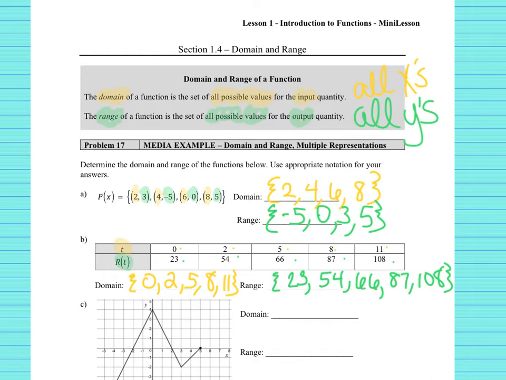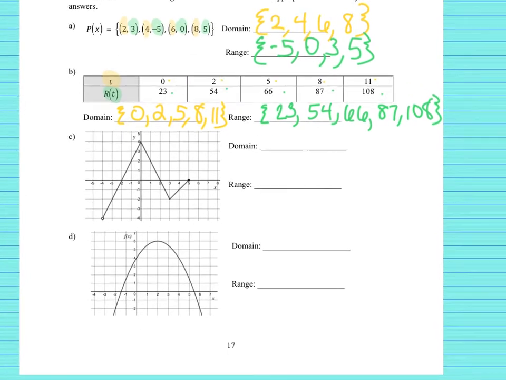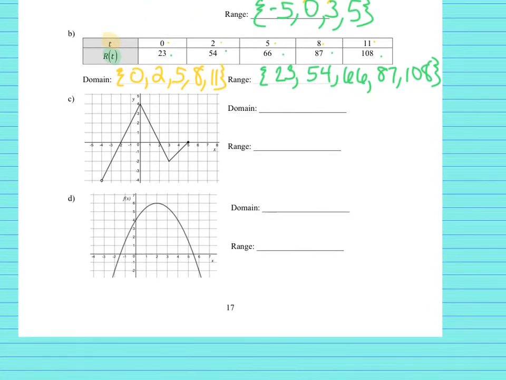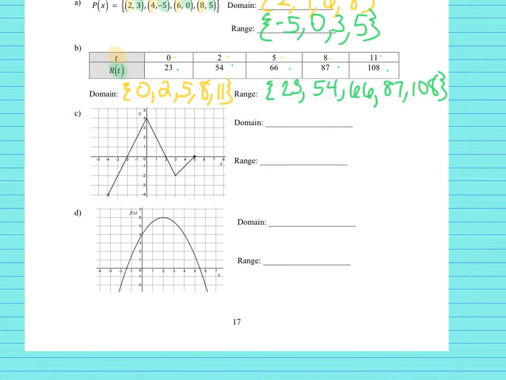So you can use just those sets of numbers written in brackets to show domain and range if you are given the entire set of data, like an entire set of ordered pairs that represents that function, or a table that's fully complete that represents that function. Now, that's not always going to be the situation, because you could also have to tell domain and range for graphs. And that's when it gets a little bit tricky.